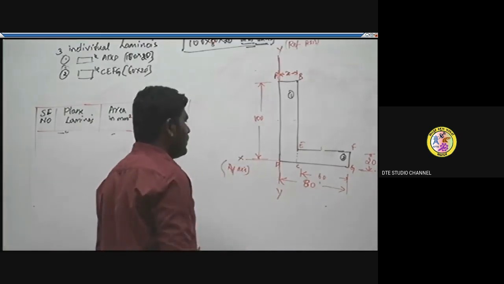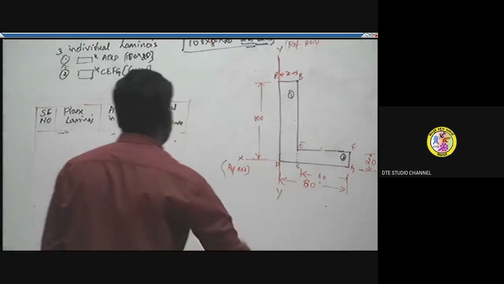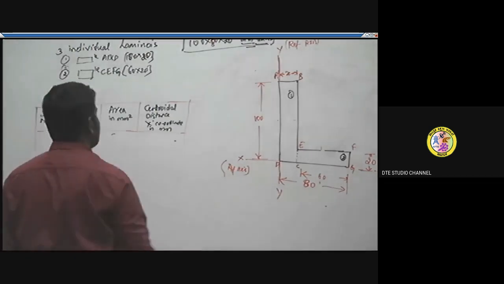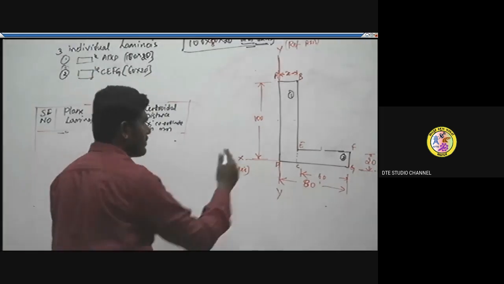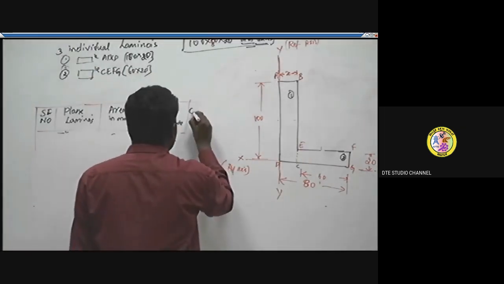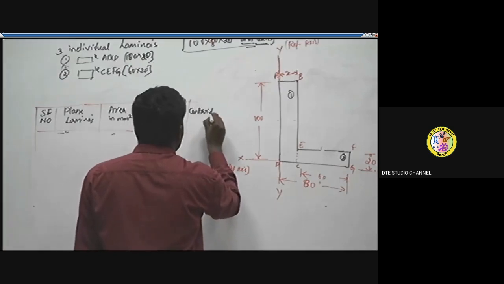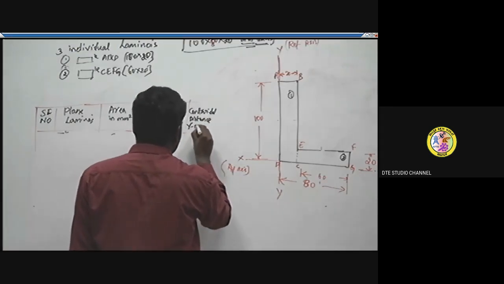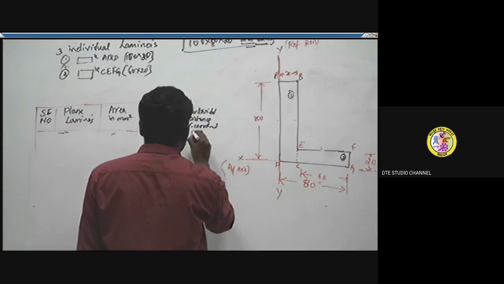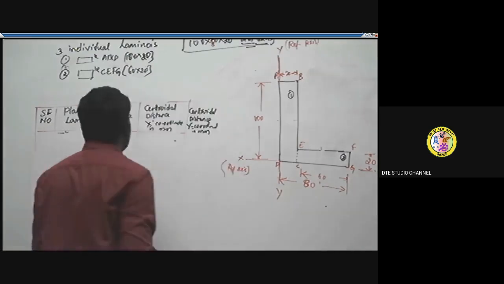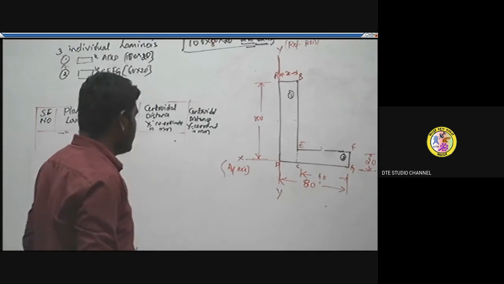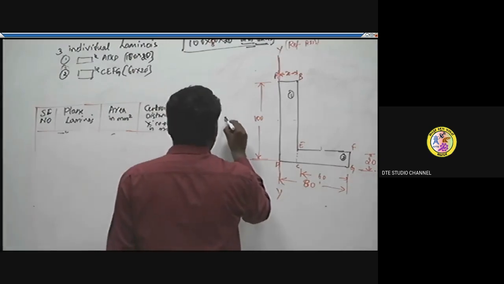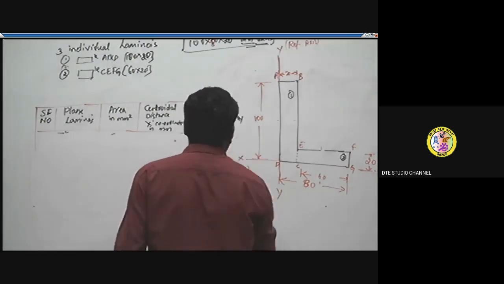Now let's find the individual x and y coordinates for this given lamina. The table has the serial number, plane laminas, area in millimeter square, then centroidal x distance, along with centroidal y distance, that is the y coordinate, also in mm. Next, we have area into x and area into y, that is a into x and a into y.